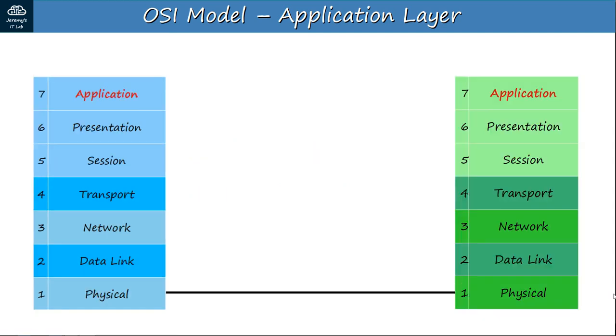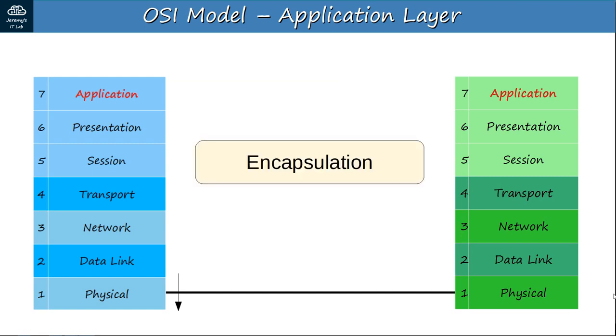Here I have two OSI model stacks, representing two computers that will communicate with each other. The software application, maybe a web browser, interacts with Layer 7, the application layer, and wants to send some data to the system on the right. This data is processed through the OSI stack, each layer adding something to the original data. This is called encapsulation, because the original data is encapsulated inside this additional information which is added on.